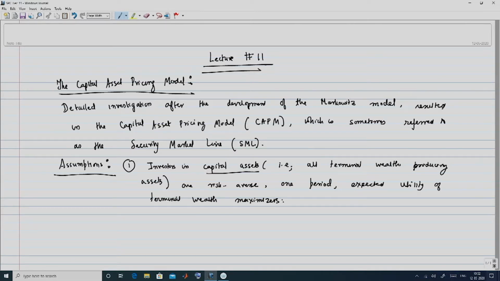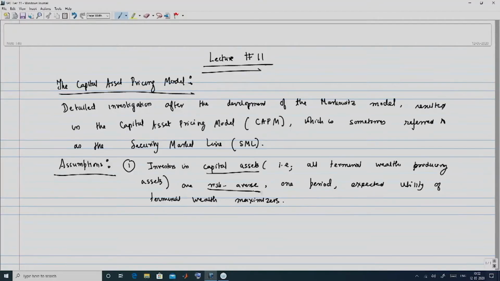So, this is the framework that all investors in the capital assets are assumed to be driven by three considerations. First of all, they are risk averse. Secondly, they are always looking at their portfolio strategies over a one period, or that is the holding period, and they are driven by the optimization requirements of maximizing the expected utility of the terminal wealth. So, basically you have terminal wealth and you calculate the utility of the terminal wealth, and this concept of utility will be introduced in subsequent classes.